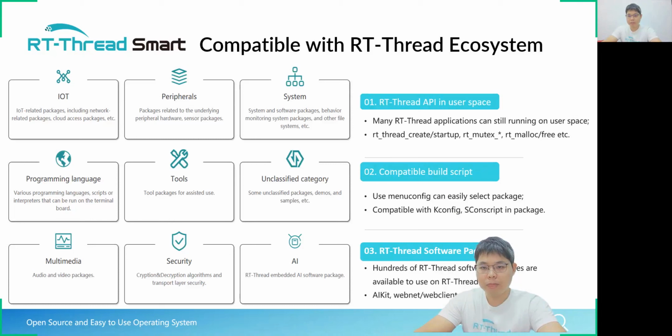For example, RT-Thread Smart can use the menuconfig tool to configure the system on demand and continue to use the SCons, Kconfig, and SConscript scripts. It means it's also easy to integrate RT-Thread online packages as well. For the RT-Thread online packages, there are more than 300 existing software packages that can also be used on RT-Thread Smart. For example, the AI Kit, WebNet, WebConnect, MQTT Connect, and so on.